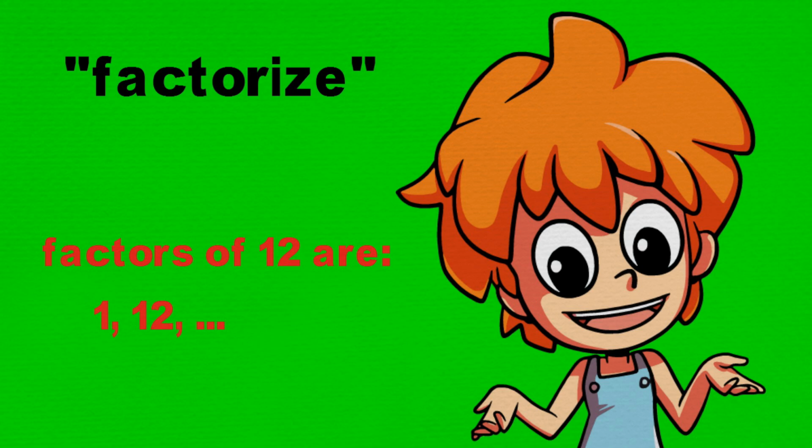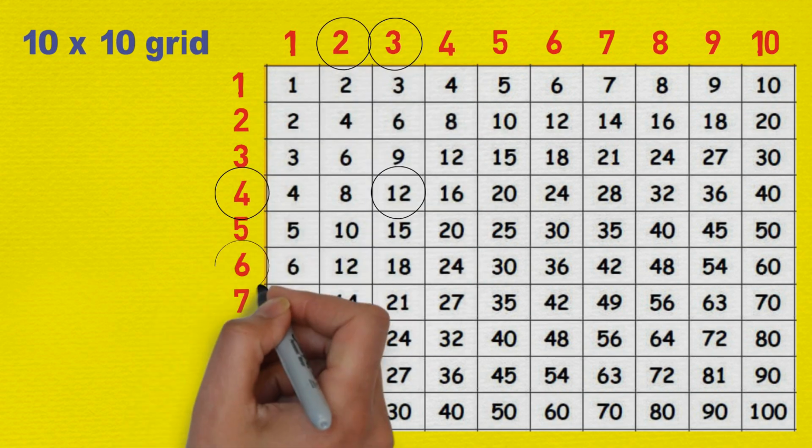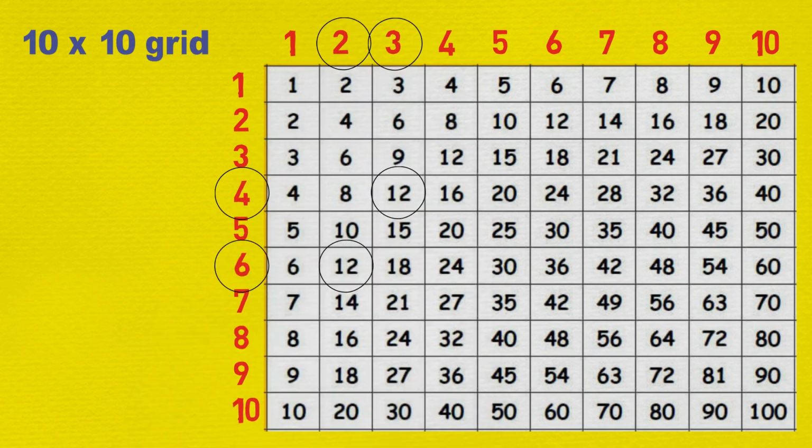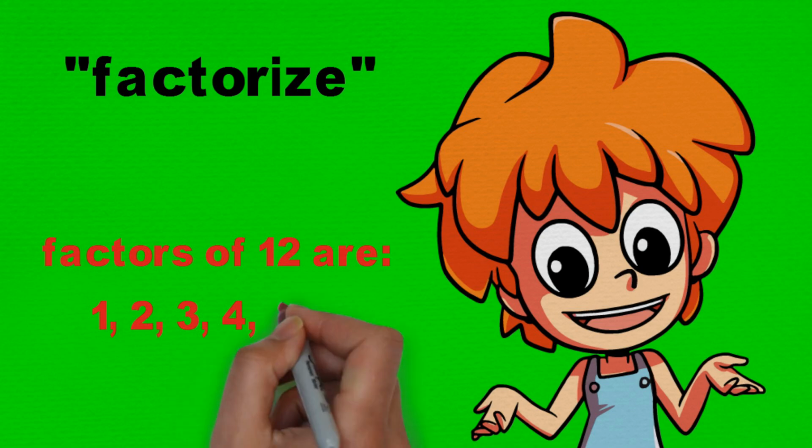And if we look at the grid, 12 can also be divided by 3 and 4 because the product of 3 and 4 is 12. And 12 can also be divided by 2 and 6 because the product of 2 and 6 is 12. So altogether, the factors of 12 are 1, 2, 3, 4, 6, and 12.